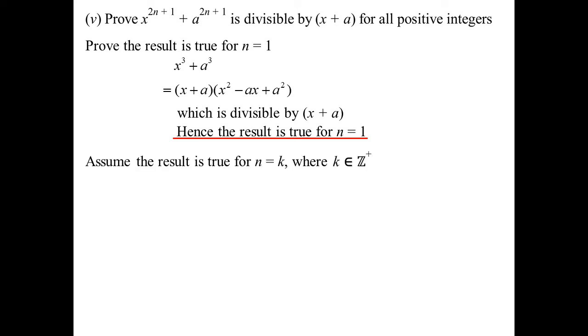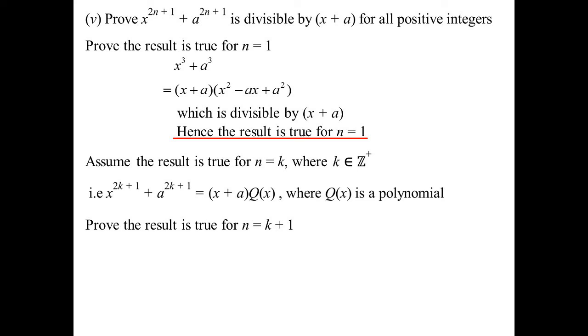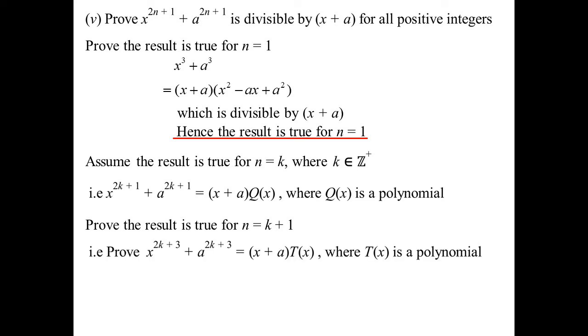My assumption: I'm going to assume that it's true for n equals k. Now here's where I've got to be careful. Unlike the last divisibility one, I'm not saying it's times some integer. Now it'll be times some polynomial. So I've called it qx, where qx is a polynomial. Prove it true for k plus 1, and I've now called my new polynomial tx. That's what we're trying to prove. Okay, let's do it. Proof.